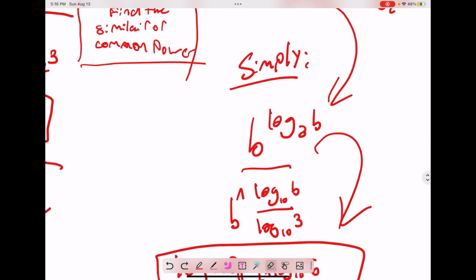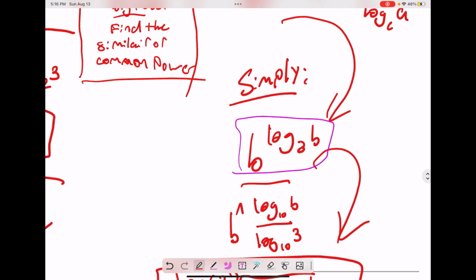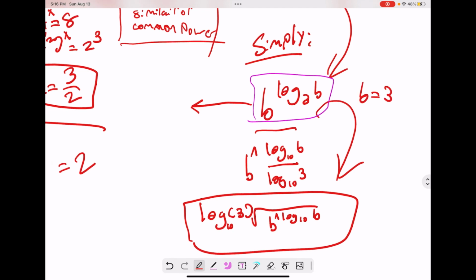So let's just use this right here, and put it off here. If b equals 3, then we get log 3 of 3. So remember, we can put this into a mini equation up top. So log 3 of 3 is 3 to, remember we plop it down, it's going to be log of x.